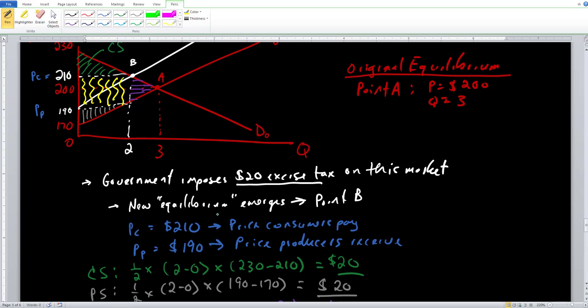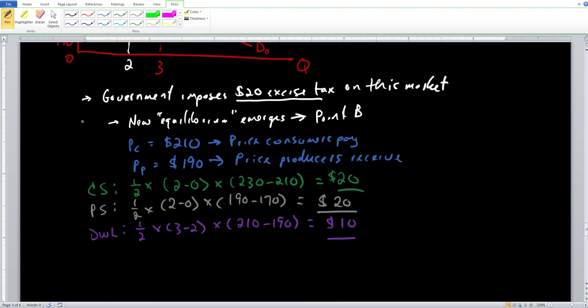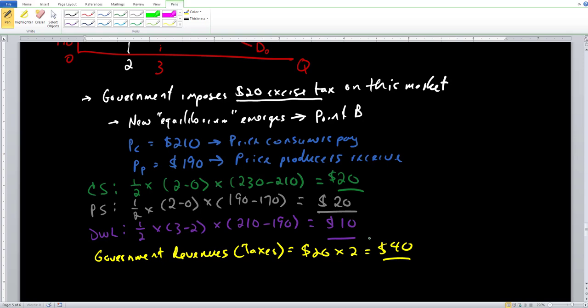And there's a few different ways to approach this. If you have a square or a rectangle, you know that the area is going to be length times width. So 210 minus 190 times 2 minus 0. That'll give us $40 worth of government revenues or government taxes. But we can also know that revenues are equal to price times quantity. So we can also do that as well. So government revenues through the taxes, essentially. So the easiest way is to do price times quantity. We have the price of the tax being equal to $20. We're selling 2 of these units, so 2 times 20 equals $40 worth of government revenues or taxes.